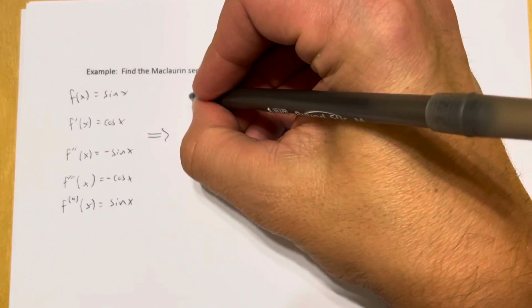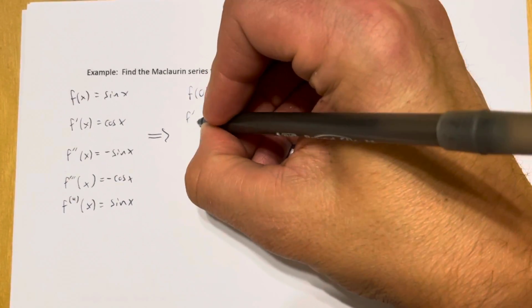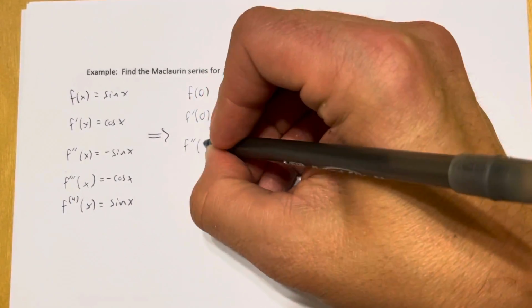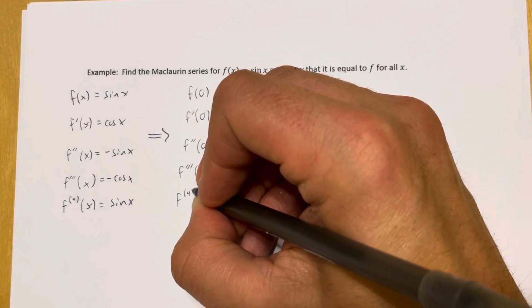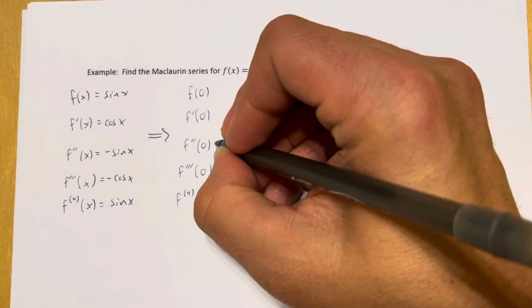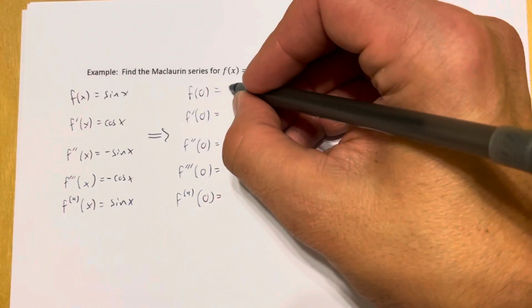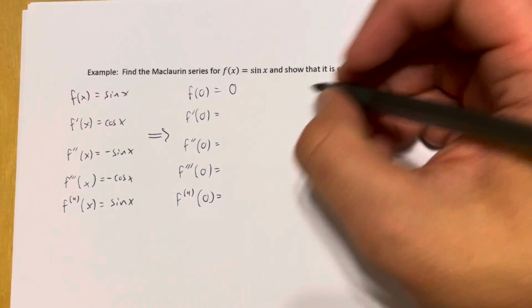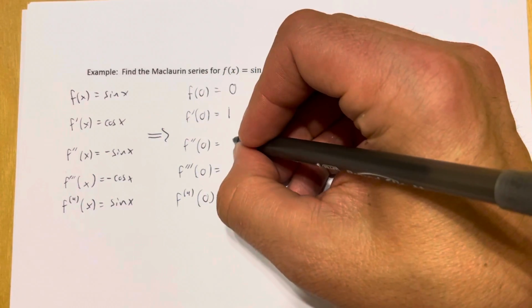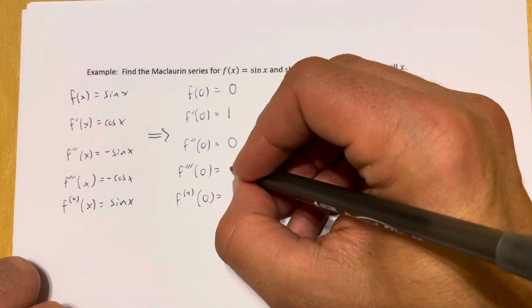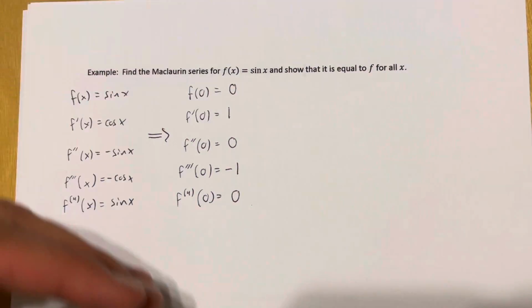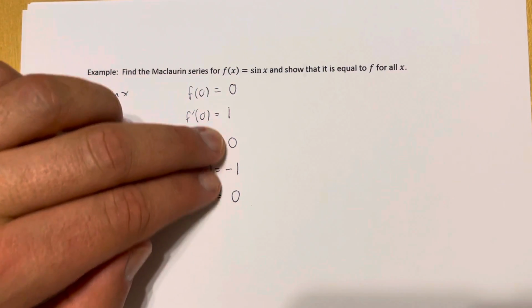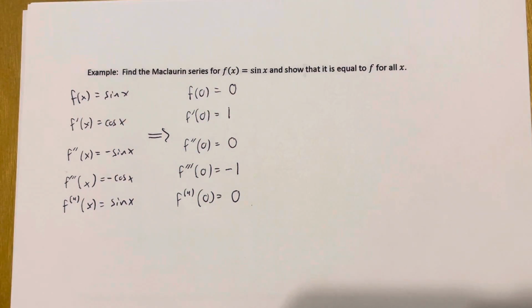It's a Maclaurin series, which means we want it centered at 0. So for each one of these, I'm going to be plugging 0 in. And this is going to be part of where I get my coefficients from. So sine of 0 is equal to 0. Cosine of 0 is equal to 1. Negative sine of 0 is 0. Negative cosine of 0 is negative 1. Sine of 0 is 0. So what I end up with is this alternating pattern: 0, 1, 0, negative 1, 0, 1, 0, negative 1. That's going to continue forever.